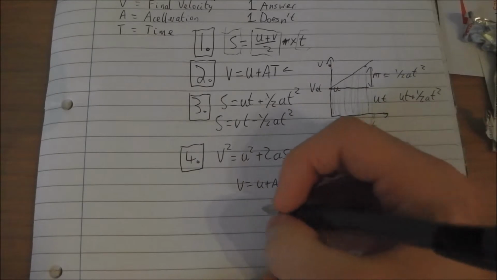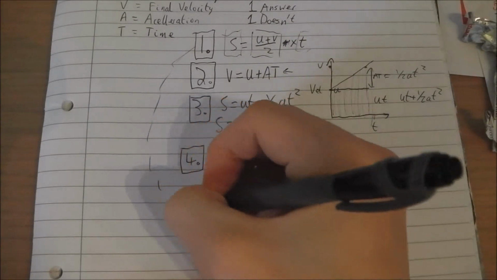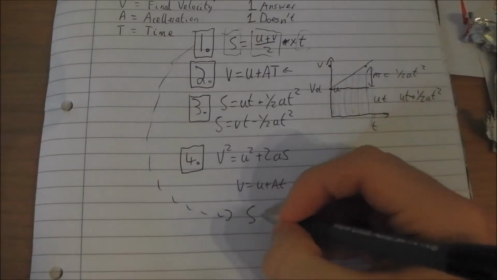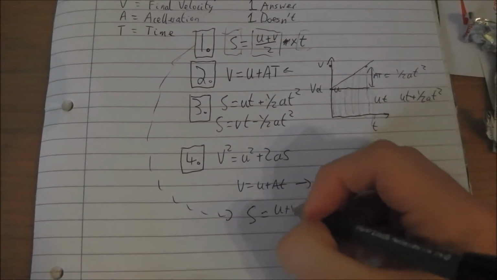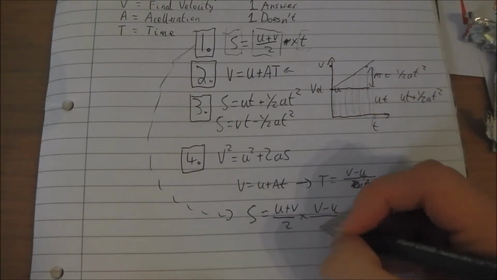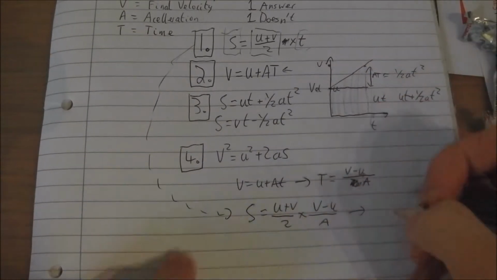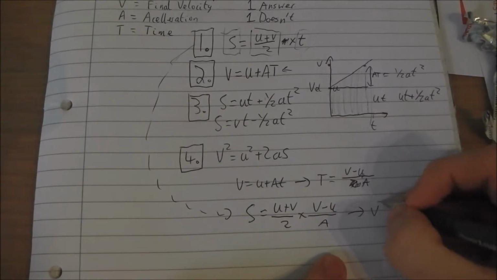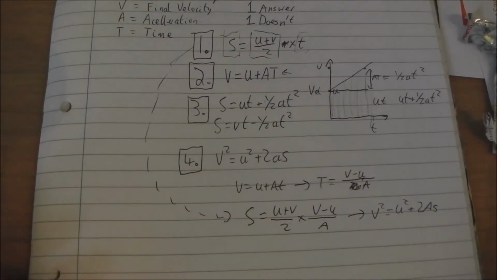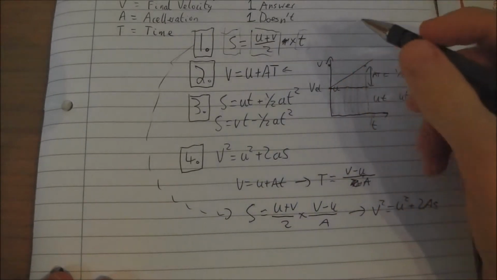And now, if we substitute that into 1, so if you bring 1 down here and substitute that value, that t there, with that, we get s equals u plus v over 2 times v minus u over a. And then with a bit of rearranging, you get v squared equals u squared plus 2as. It's not particularly important to know how these equations are derived themselves, but it's useful to know a little bit of the theory behind them, as I've done.